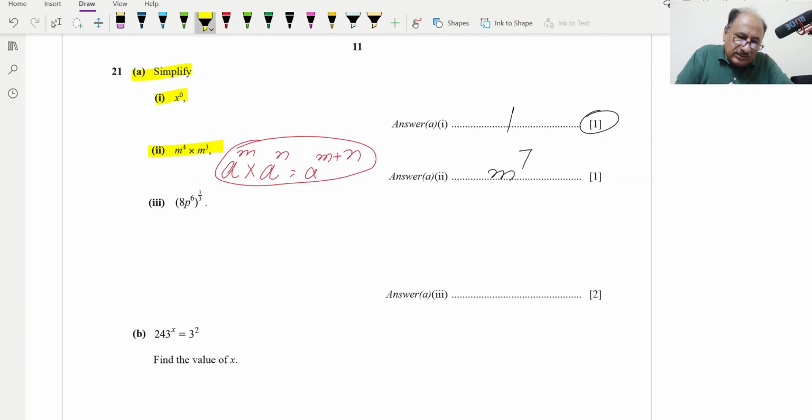Now in this case, in indices, we know that a raised to m whole raised to n will be equal to a raised to mn.